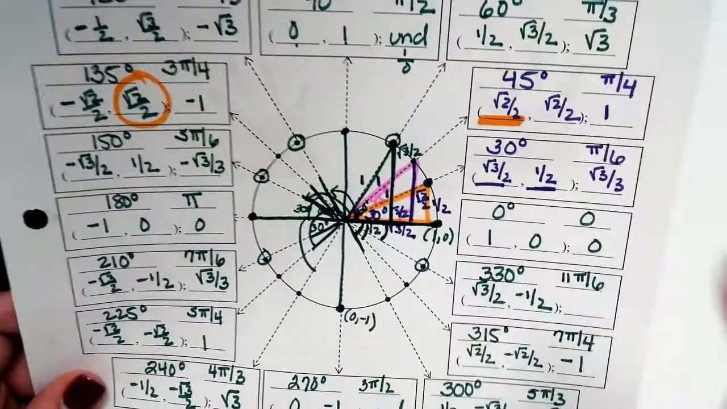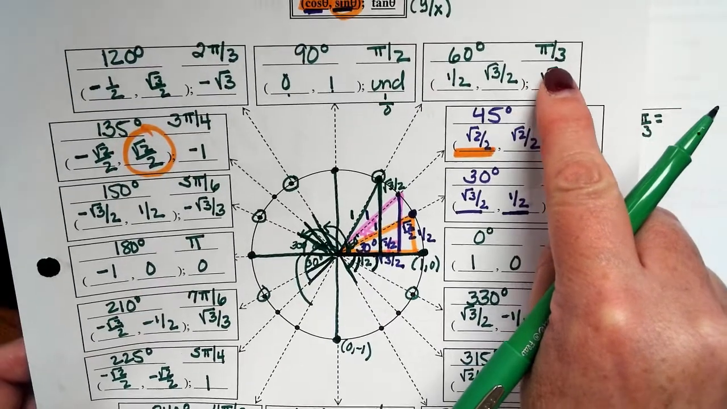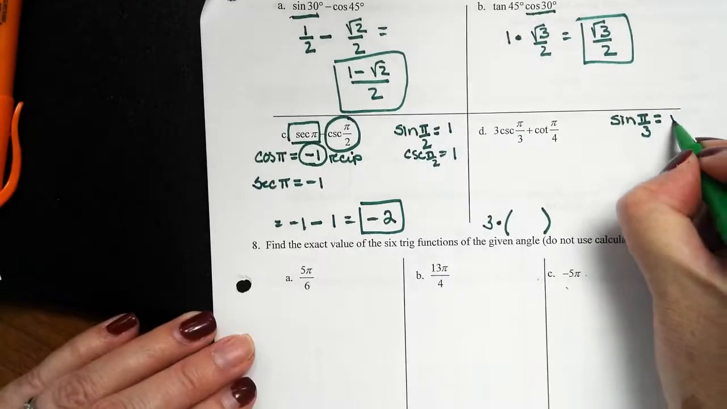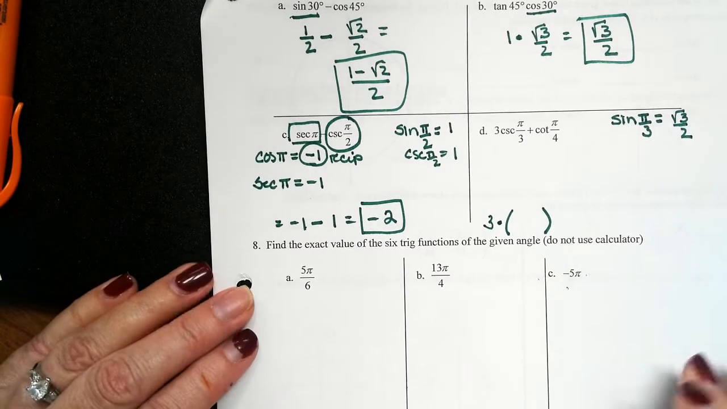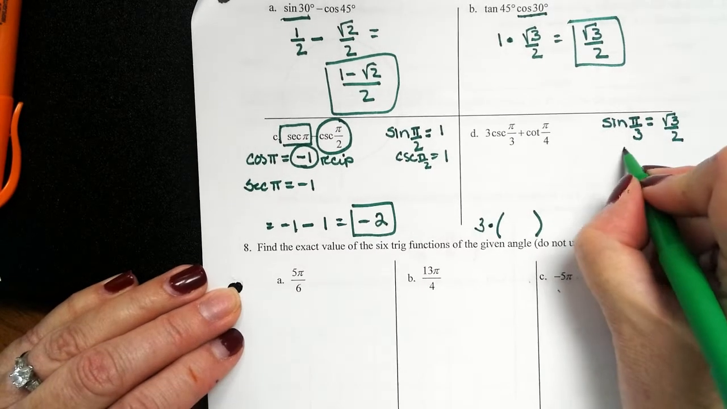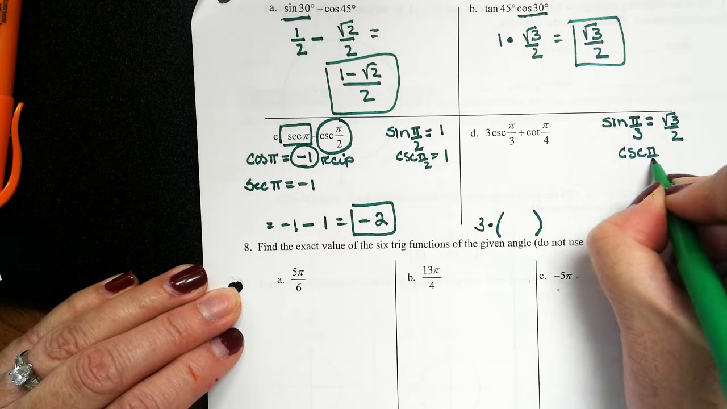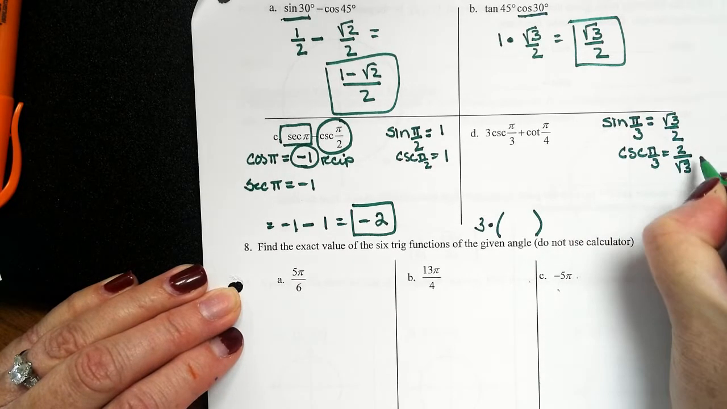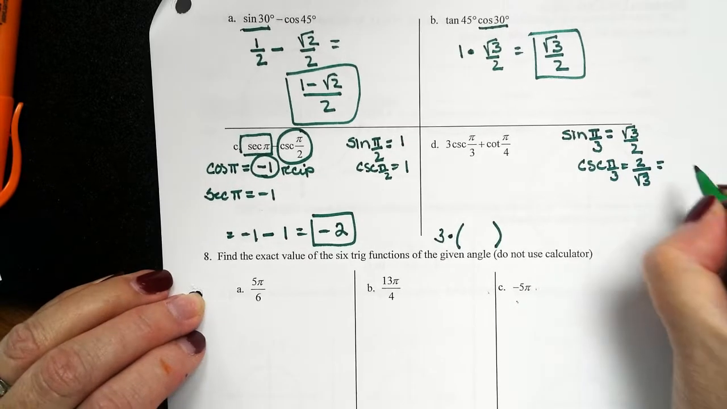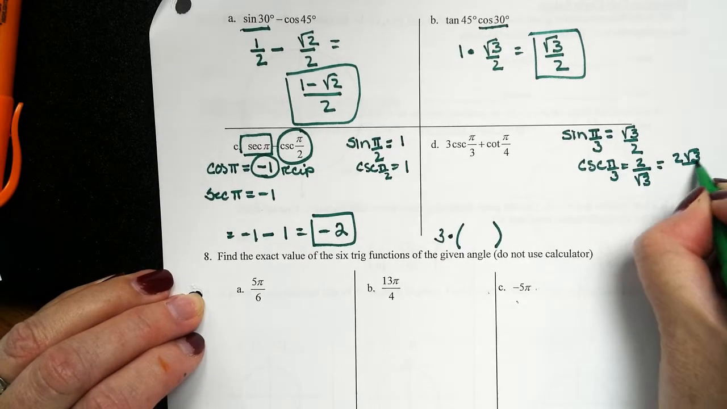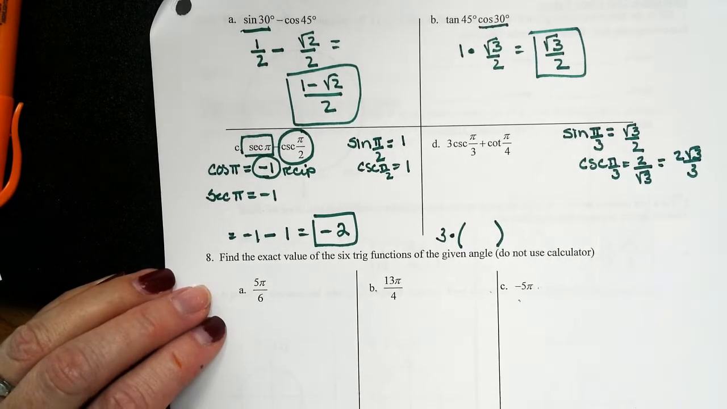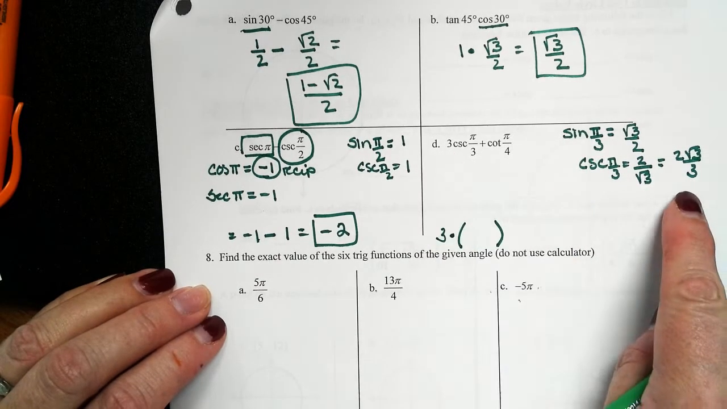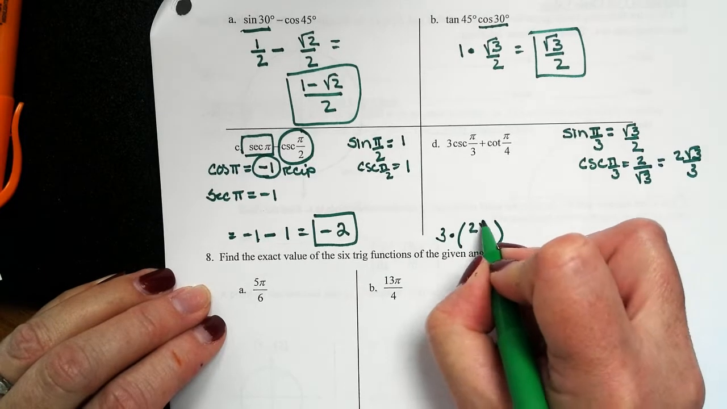So when I go to pi over 3 on my unit circle, sine is your y-coordinate, which is square root 3 over 2. So then to find the cosecant of pi over 3, I have to take the reciprocal, which is 2 divided by square root 3. Or when I rationalize, that's going to be 2 square root 3 over 3. So then what I'm going to do is take my 3, multiply it by 2 square root 3 over 3.